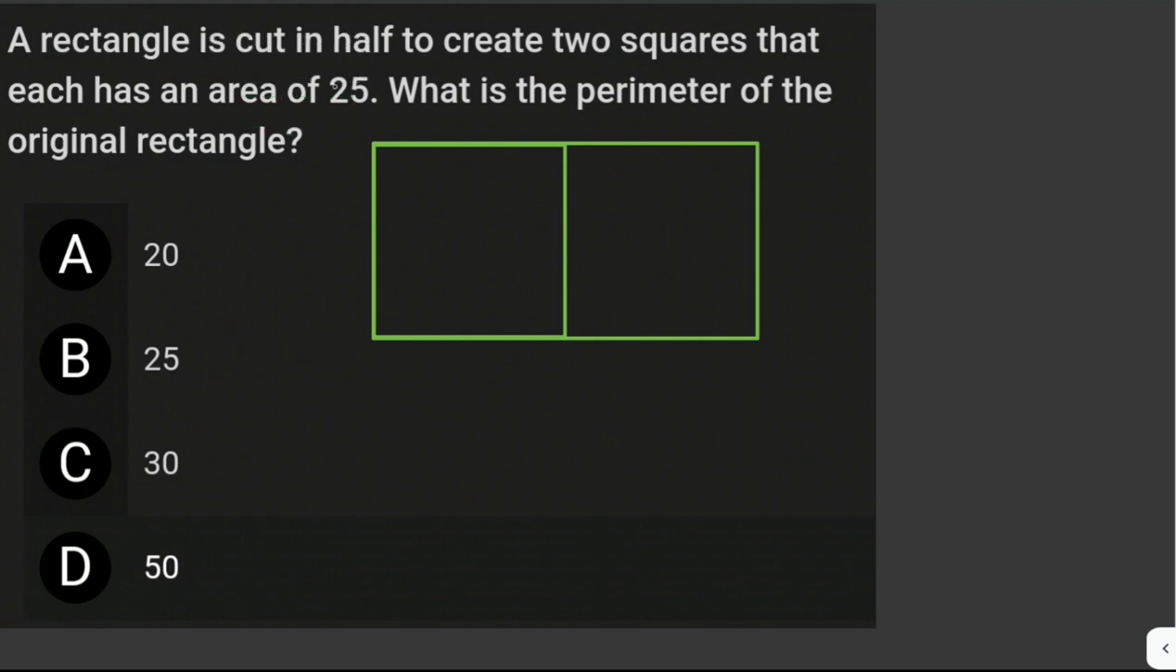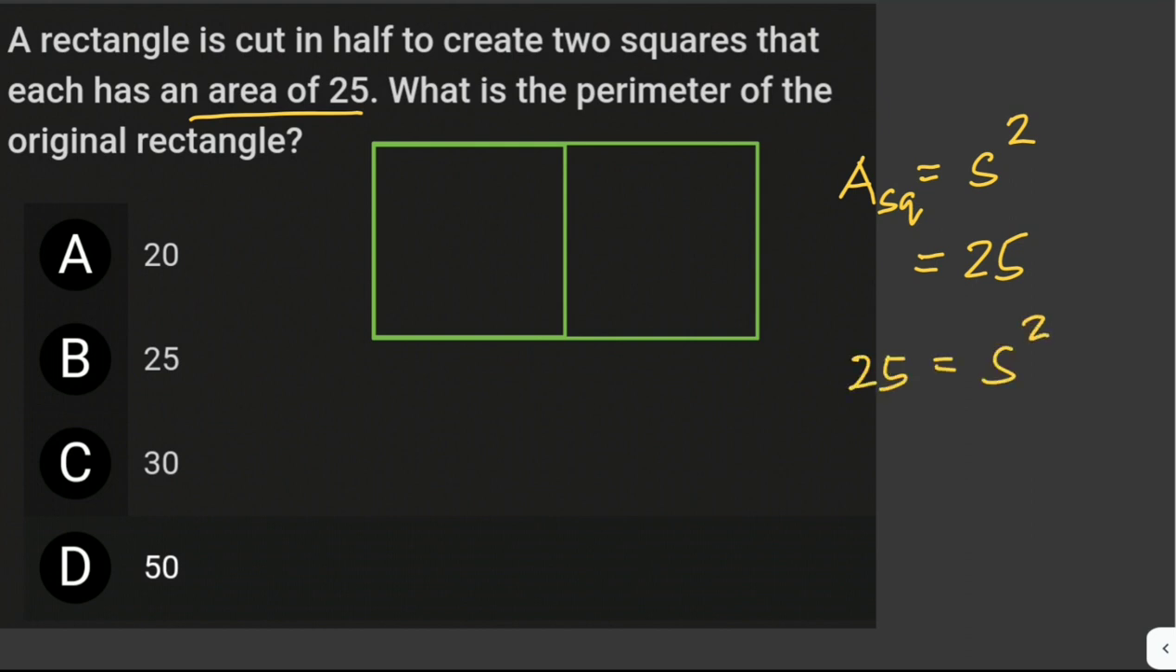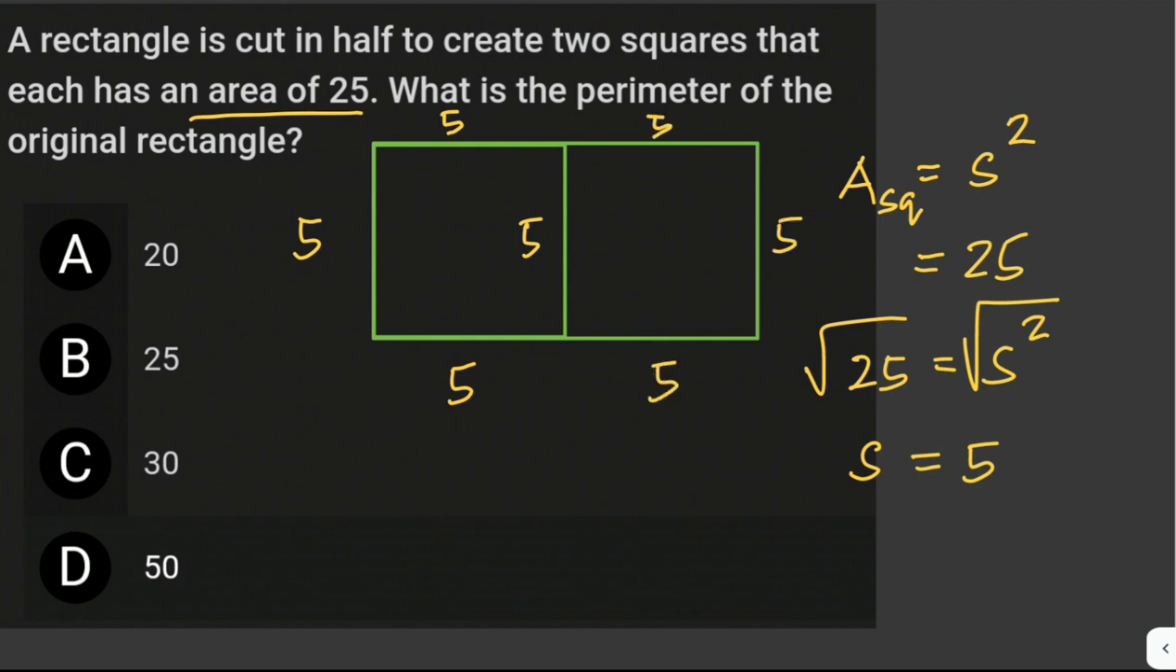Now to solve for the side, the area of a square is just equal to the side squared, and it says here that it is equal to 25. So 25 equals s squared. We just have to take the square root of both sides to find the side. So s is just equal to 5. Therefore, this side here is equal to 5, as well as this one, and this one, this one, and this one, this one, and this one too.